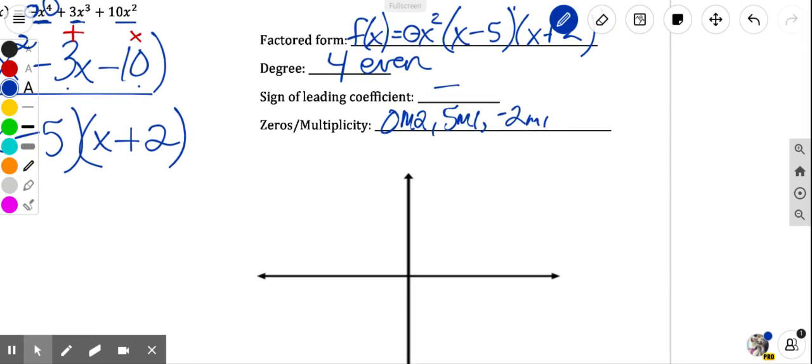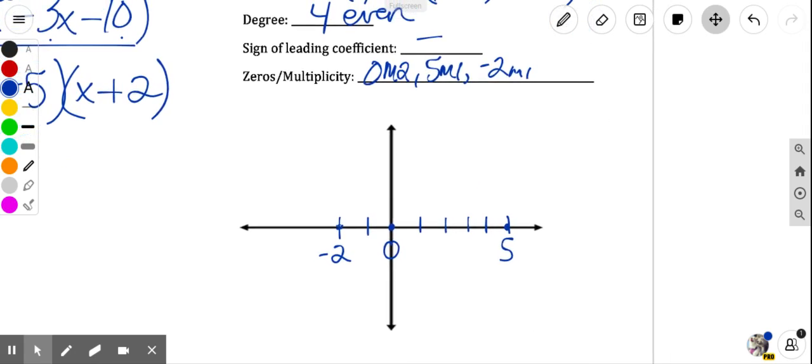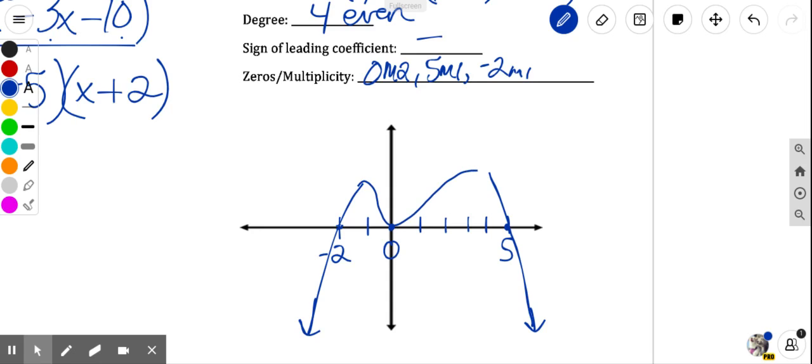Okay, so let's plot our zeros. So we have 0. We have 1, 2, 3, 4, 5. We have negative 2. Okay, even and negative is they both point down. Okay, negative 2 and 5 are both multiplicity 1, so I can go straight through those. And then 0 is multiplicity 2, so this has to come back down here and then connect here.